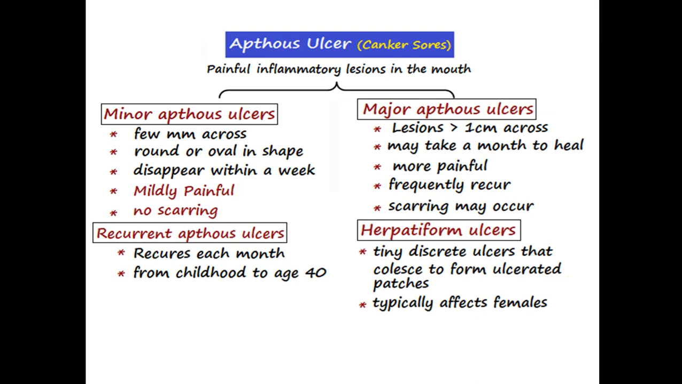The fourth form of the Aphthous ulcers are the herpetiform ulcers. Its name, herpetiform, doesn't mean that it has any association with the herpes virus. The herpetiform ulcers appear as tiny discrete ulcers. By that we mean that there are many small ulcers located in the oral cavity, but these ulcers grow and coalesce, unite, to form large ulcerated patches. And about the herpetiform ulcers, remember that they typically affect women.